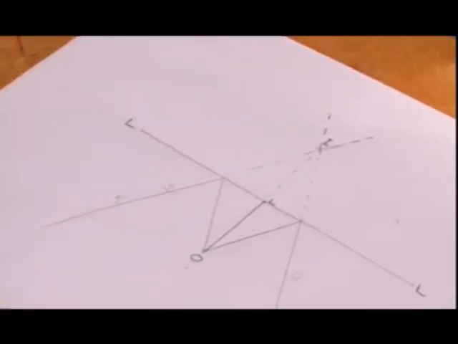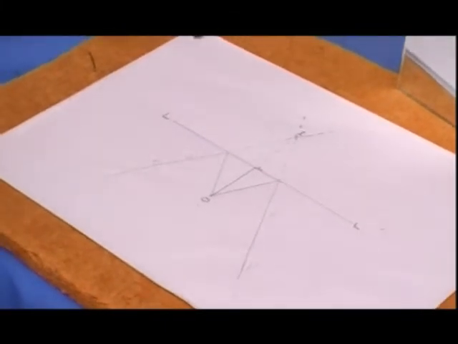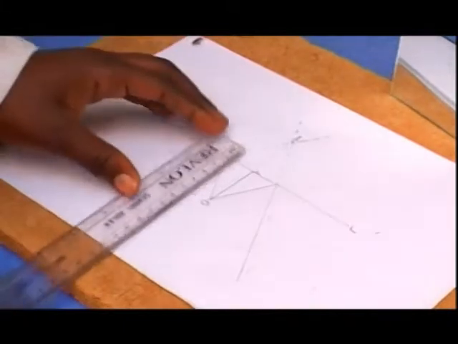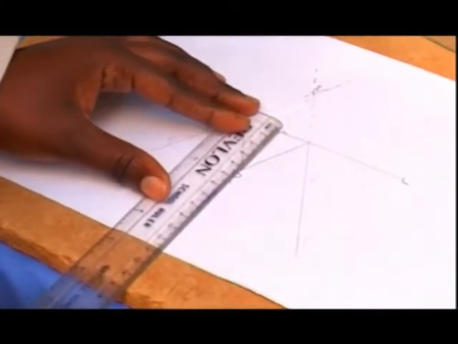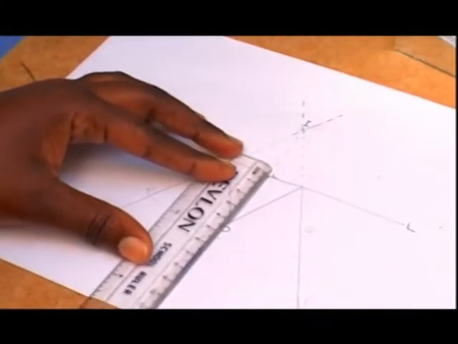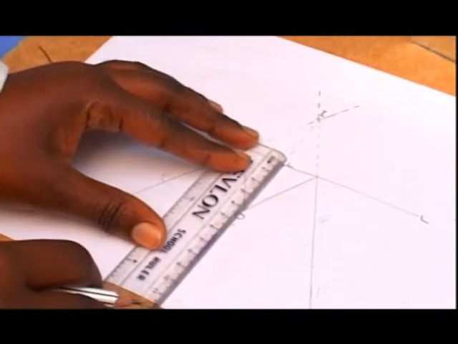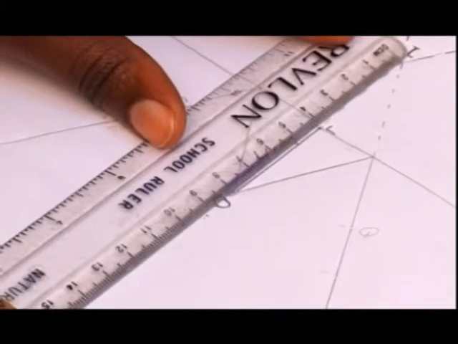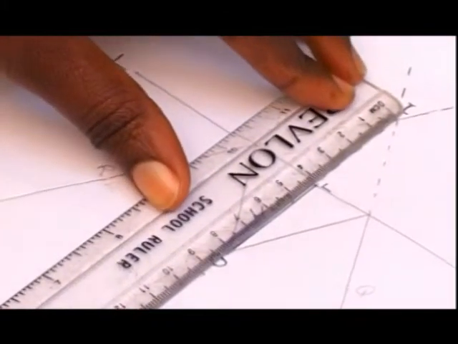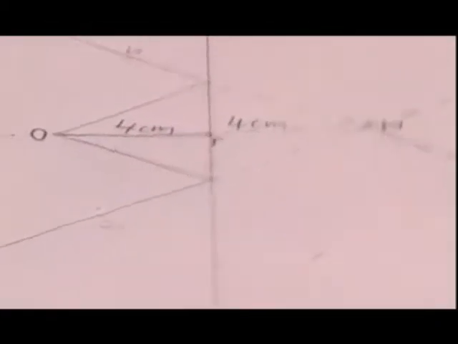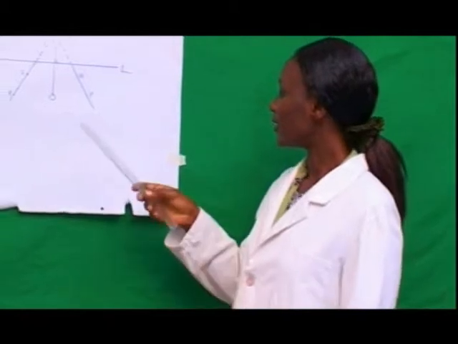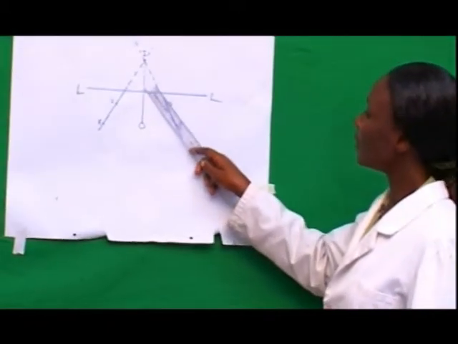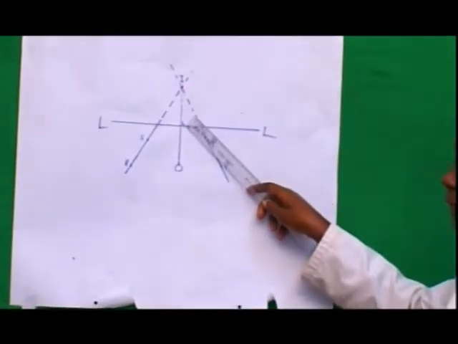Measure the perpendicular distances OL and LI. From the observation, OL is equal to 4 centimeters and also LI is equal to 4 centimeters. It was observed that the distance OL is equal to the distance IL.